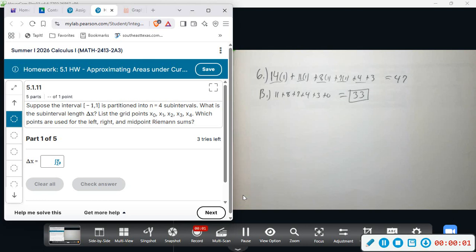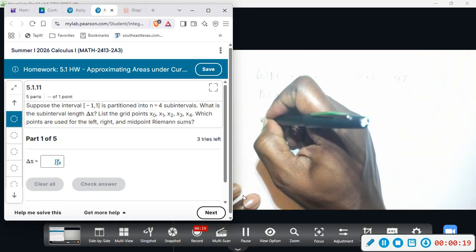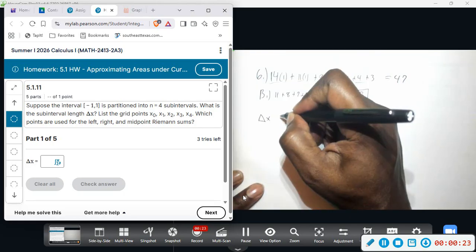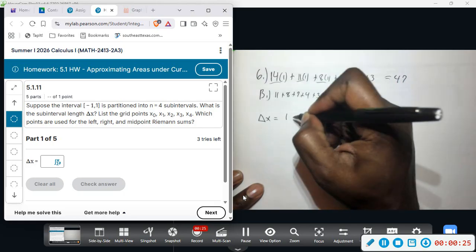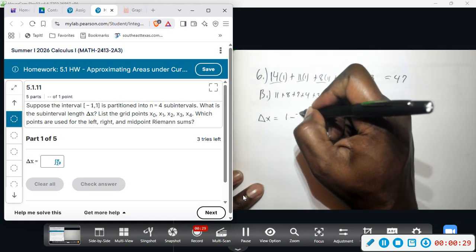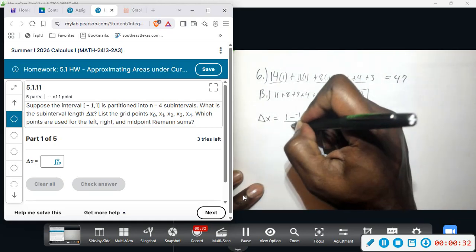All right, number 7 says suppose the interval -1 to 1 is partitioned into 4 intervals. What is the subinterval length, change in x? And then we're going to list the grid points x0, x1, x2, up to x4. Okay, so the change in x comes from the upper value minus the smaller value. So we have 1, and we're going to subtract a -1. We're going to divide that by 4.